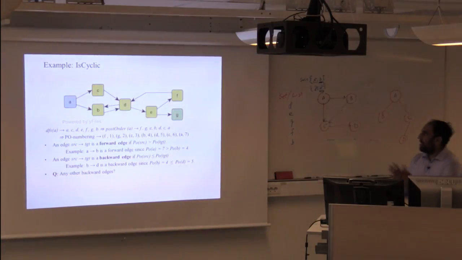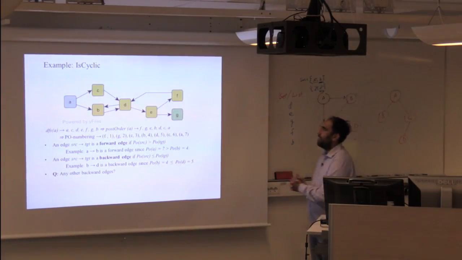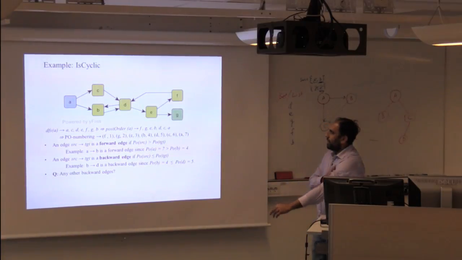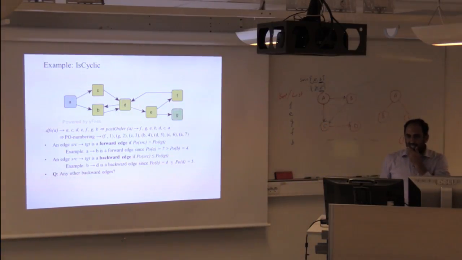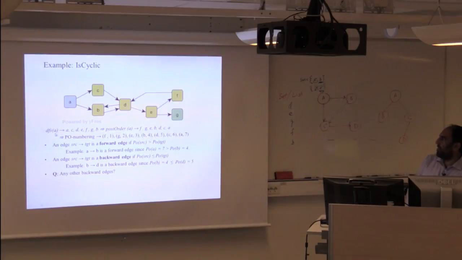How can we use this to find out the cycle in a graph? Here we have the depth first search, which returns starting from A. We get this sequence, and if we do the post order on A, we get F, G, E, B, D, and from this we get the numbering F1, G2, 3, 3.